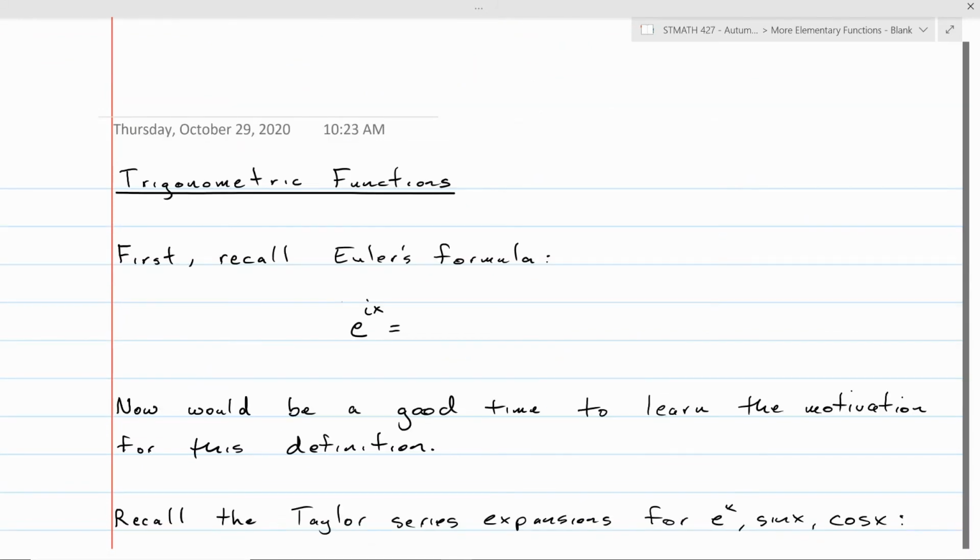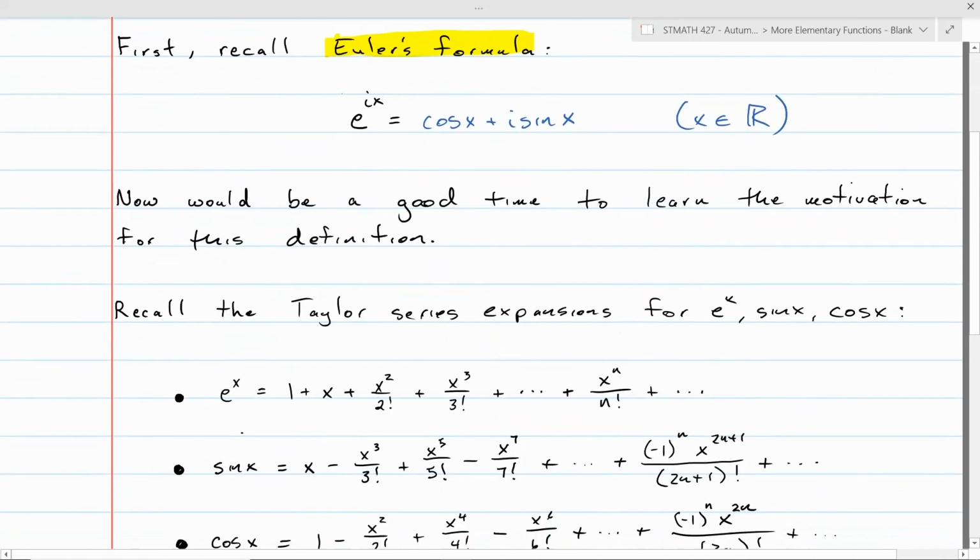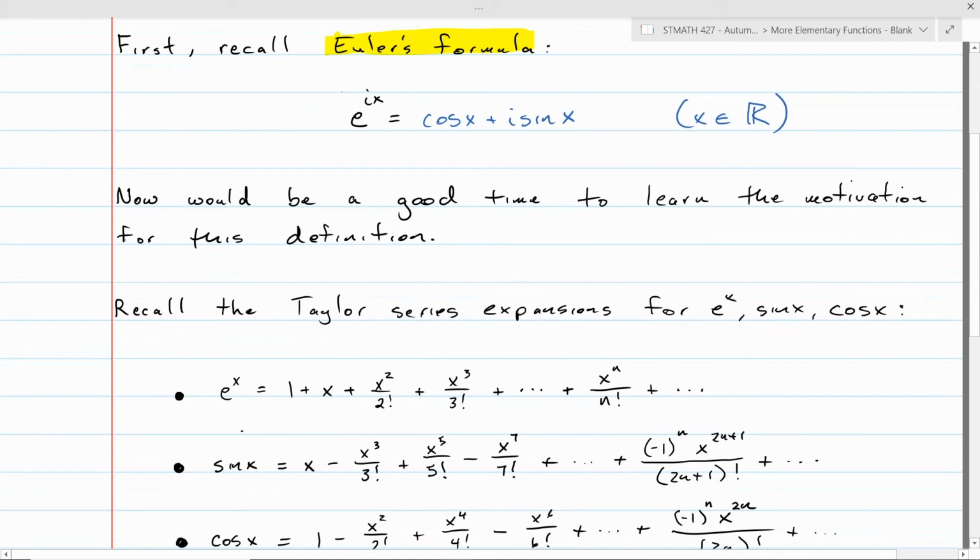All right, next we'll talk about defining the trigonometric functions. This is a good time to motivate where Euler's formula comes from. So remember Euler's formula says e to the ix, where x is a real number, is cosine x plus i sine of x. I think it would be a good time to talk about where that comes from. I mean, it seems like an odd thing to just say e to the ix equals cosine x plus i sine x, but there's a good reason for using that exponential notation there.